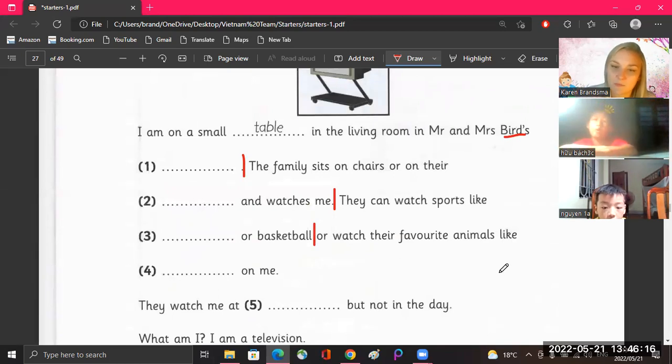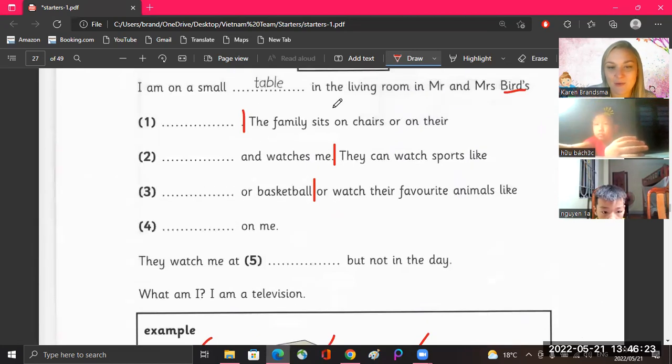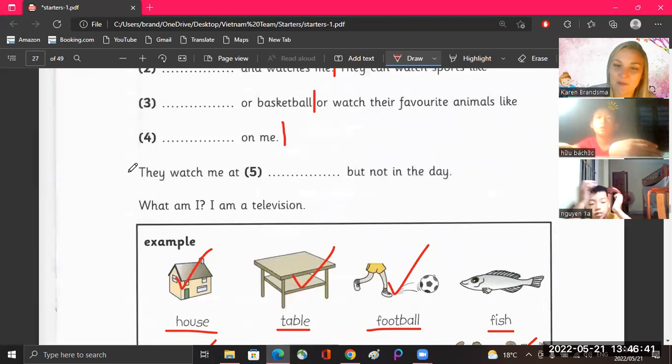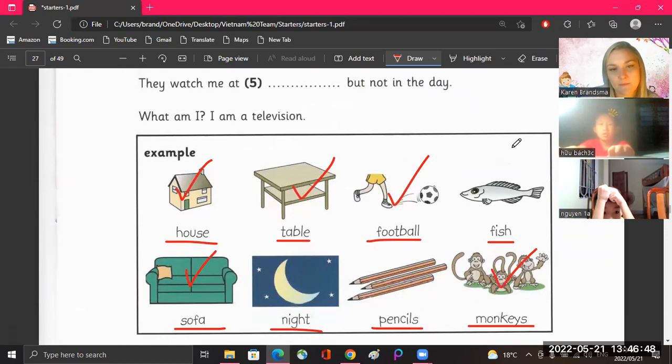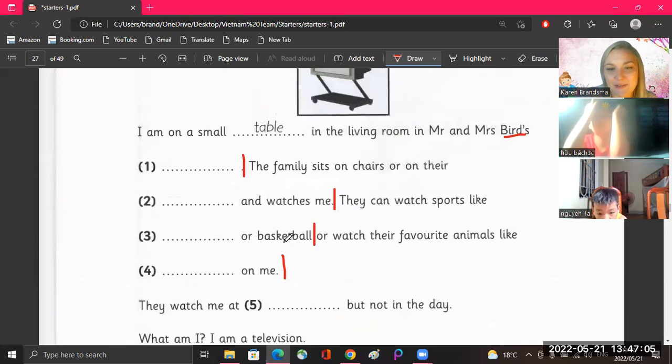They can watch sport like basketball, football. Yes, football or basketball. Okay, Bach? Or what their favorite animal like monkey. Yes, monkeys. Okay, number five. Nguyen? They watch me at night, but not in the day. What am I? I am a TV. A television or TV? Television. Okay, very good.